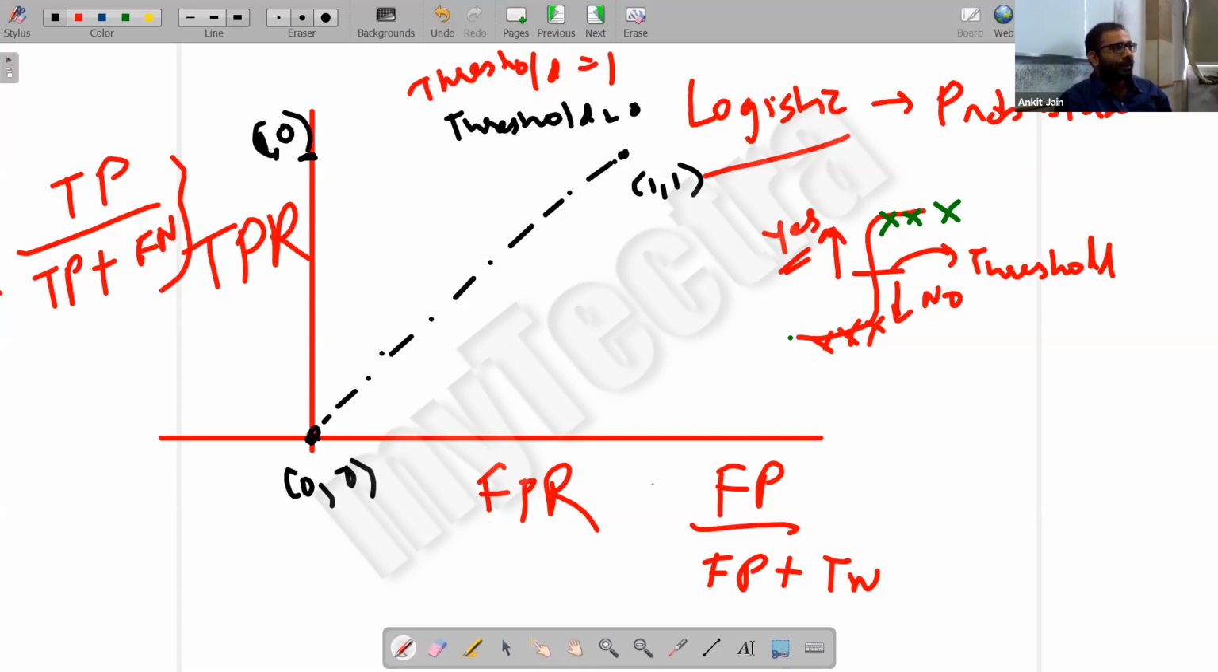Correct? Are you all getting the idea? This is your ideal point, 1 comma 0, where your true positive is maximum and your false positive is 0. Because it is on the 0 axis, so it is 0 false positive. All of you are able to understand.